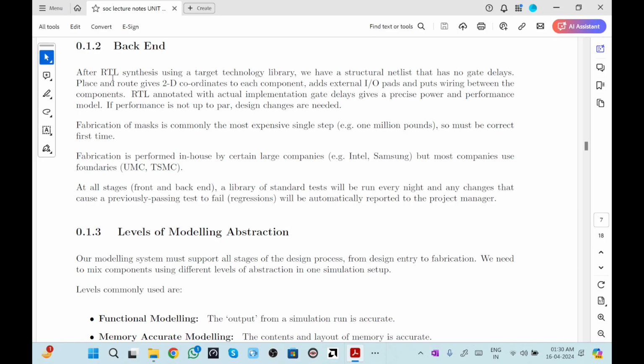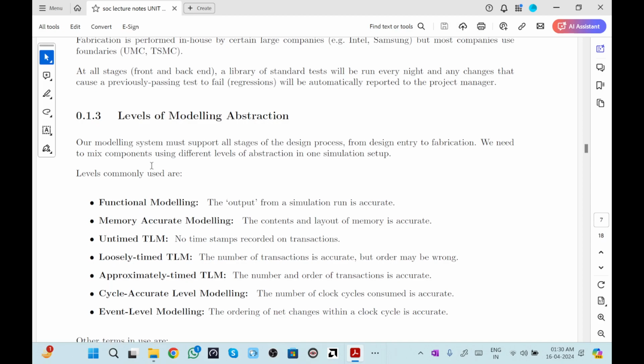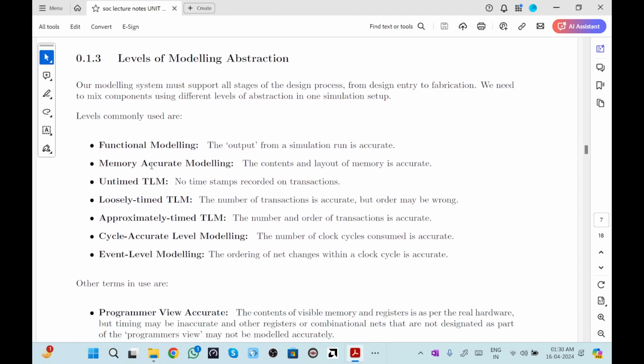Then we have the backend. After RTL synthesis, the code is processed into different sections where they are assigned to implement that logic in a physical interface, like creating hardware or something else. So we can have a brief look at what backend we are using over here, and the levels of modeling. How many levels of abstraction modeling are there?